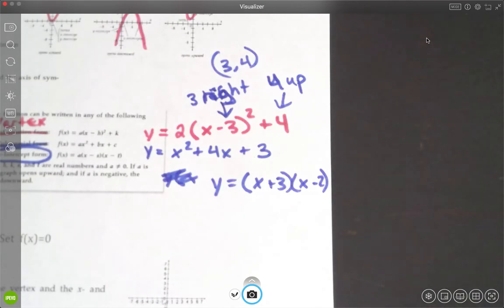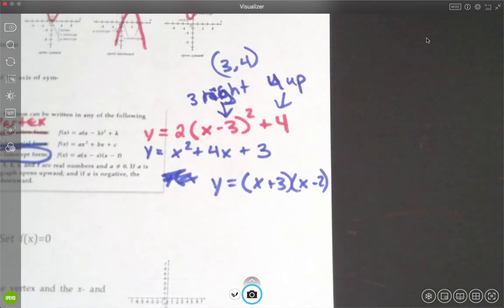But the thing that's really nice about this one is I can find where it crosses really easily, by setting it equal to 0. So it's going to cross at -3 and +2, because you set this equal to 0. So x-intercept form is really nice because I can find the intercepts easily. The other ones, vertex form and polynomial form, each have a reason or a nice part of it. X-intercept form is good for finding the x-intercepts.